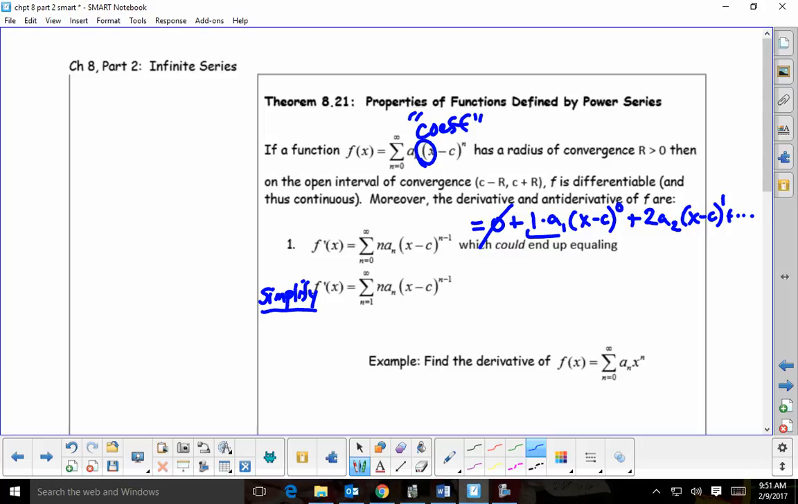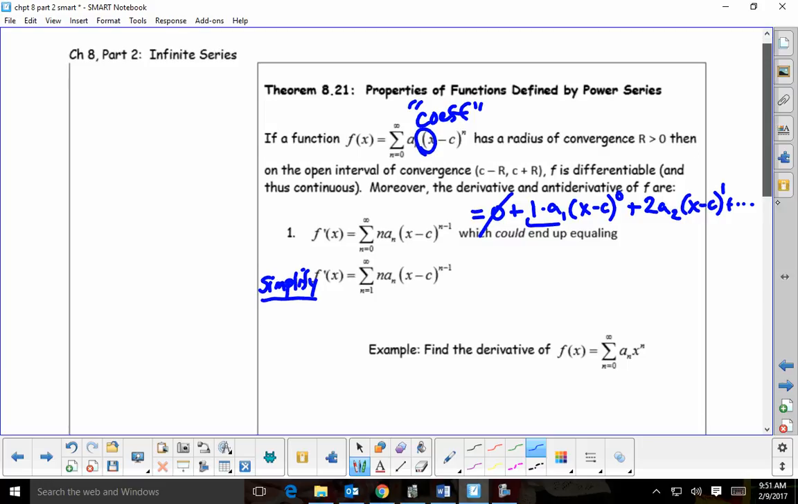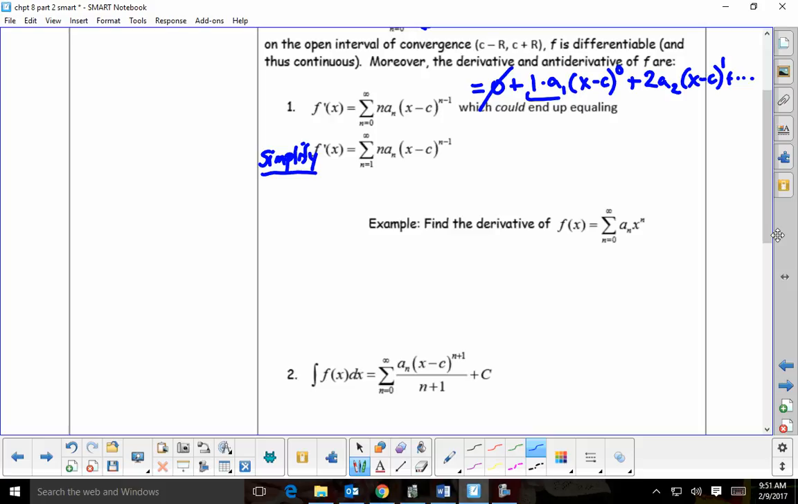That's not always the case, though. So let's just look at this one. Find the derivative of this. And then we'll get to some more fun ones. So we start here. A sub n does what? Goes along for the ride. So that's my coefficient. And then I take the derivative of x to the n. So that becomes n x to the n minus 1.